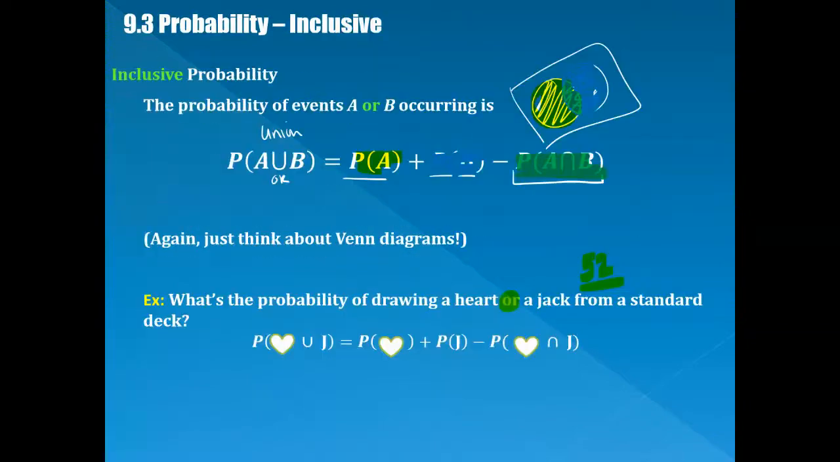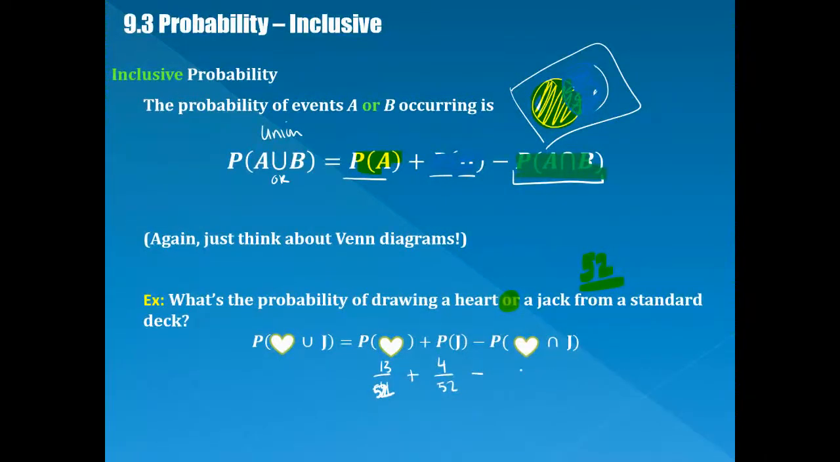What's the probability of getting a heart? Isn't that 1/4? What's the probability of getting a jack? I think there's 4 jacks out of 52, so that's 1/13. So maybe I should leave these out of 52. The probability of getting a jack would be 4 out of 52.